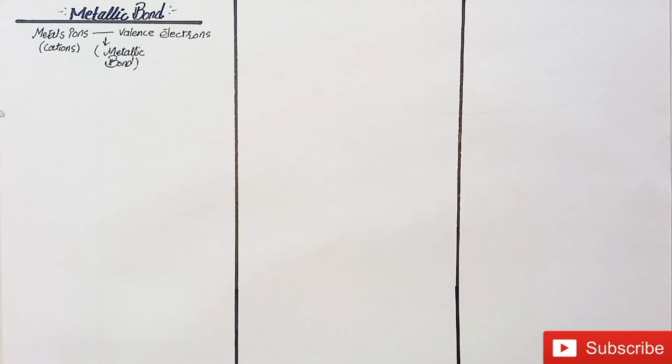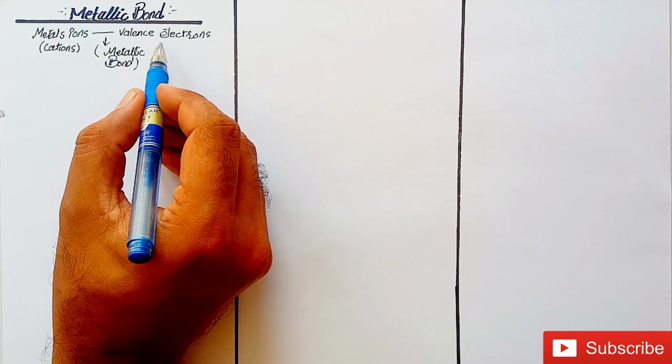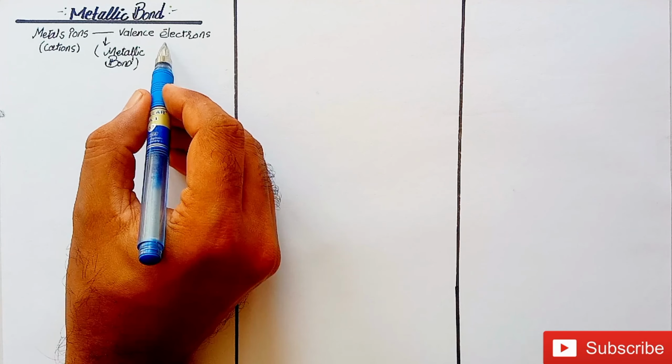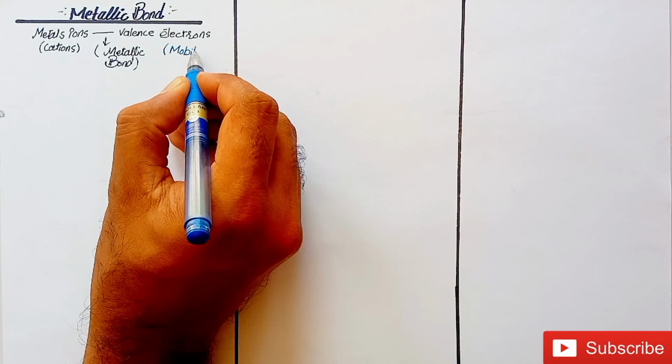Hi, in this video we are going to discuss metallic bond. This is the electrostatic force between the metal's ions, which are the cations, and the valence electrons of that metal. Here the valence electrons act like a glue which holds the metal's ions together and makes a crystal.